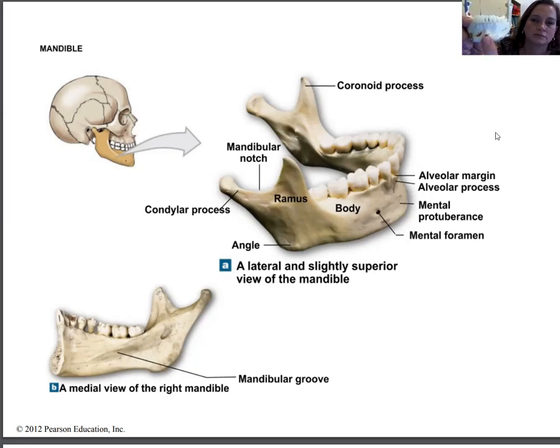Mental protuberance. Then if we look at the inside of this mandible, this groove right here is called the mandibular groove. And it's on either side, mandibular groove.